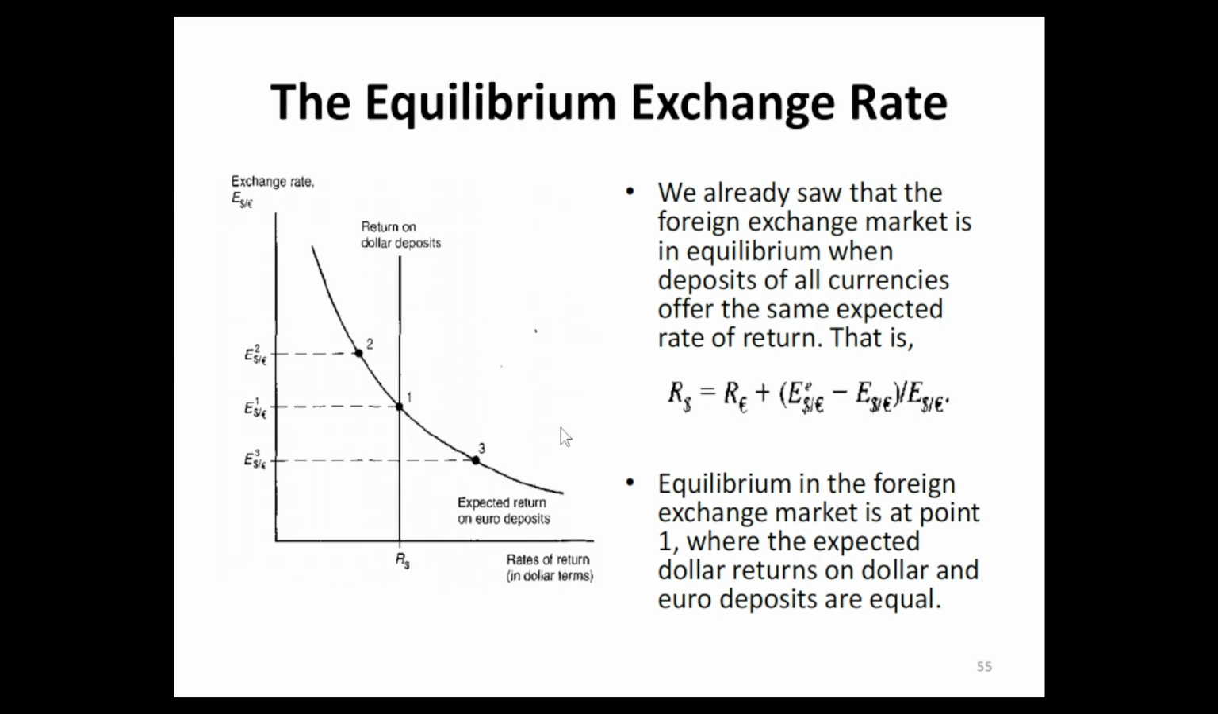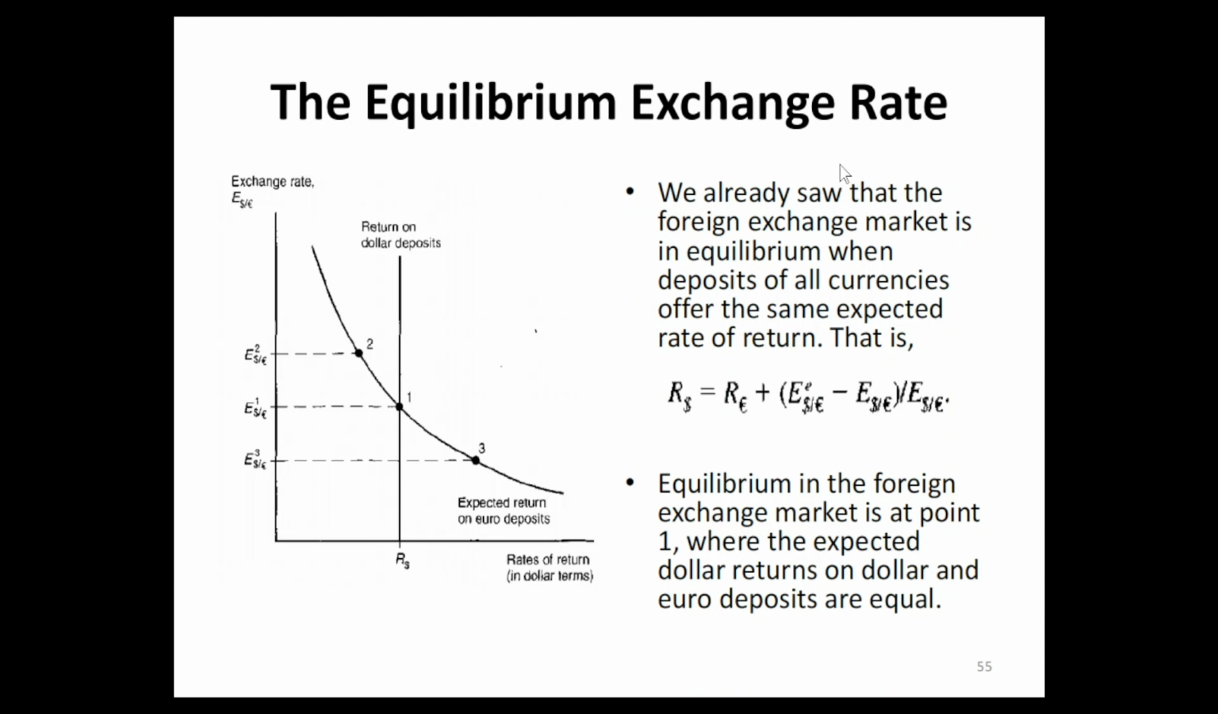to find where the equilibrium exchange rate is, we look at the exchange rate and the rate of return in dollar terms. This is just the graph for the expected return on the euro deposit, right? So as the dollar per euro exchange rate increases, what happens to the expected return on the euro? It decreases. Or when the exchange rate decreases, what happens to the expected return on the euro deposit? It increases.